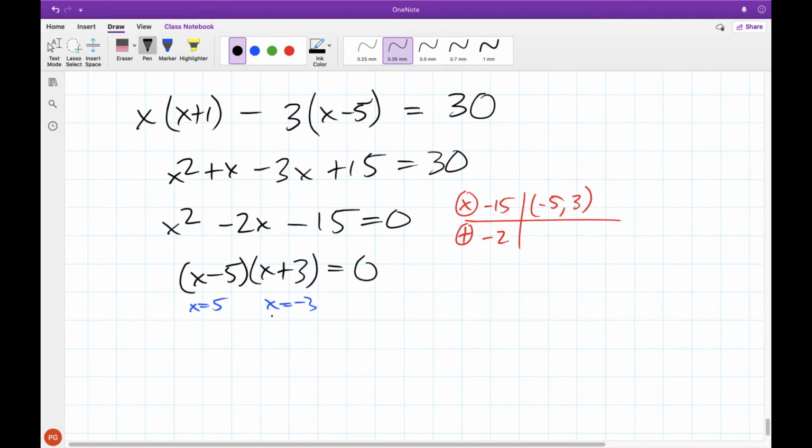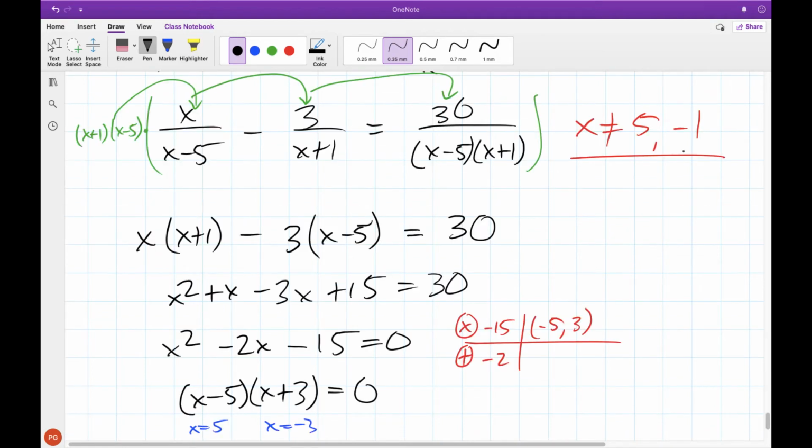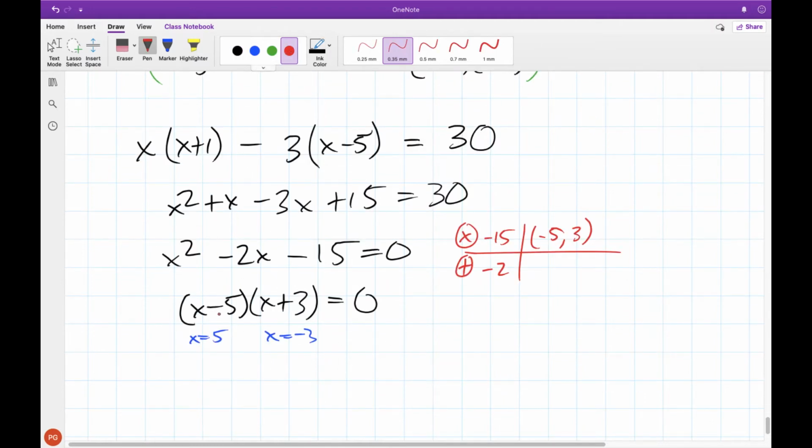But wait, remember we have to check restrictions. If we go back up and check our restrictions, we see that x cannot be equal to 5, otherwise we end up with 0 in our denominators here. So that excludes this answer based on our restrictions. So our only answer for this question is x equals -3.